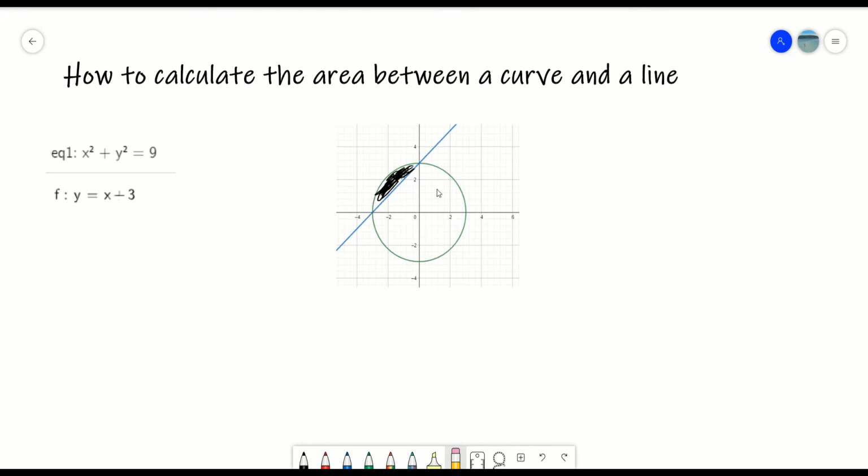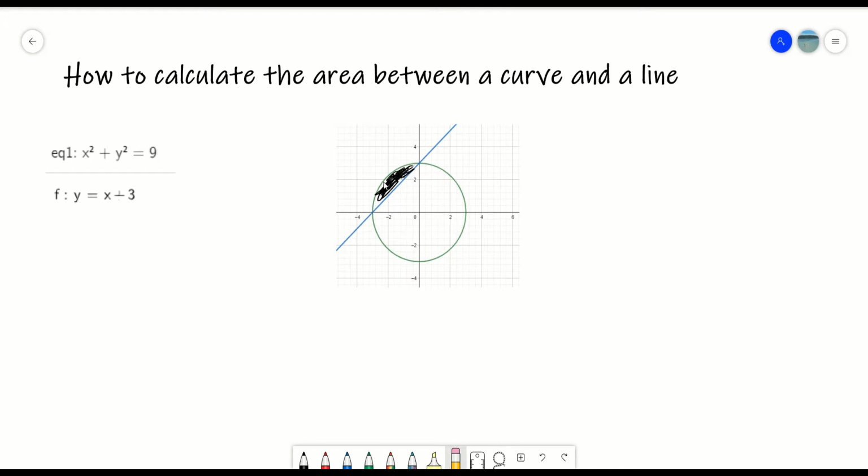So let's see. I want to calculate the black area here. This is the circle and the line intersection here, right? The good thing is the intersections are exactly at -3 and 3, and we know this is a circle, so the radius is 3 as well. Since we don't use integral, we have to think of another way, just based on observation.